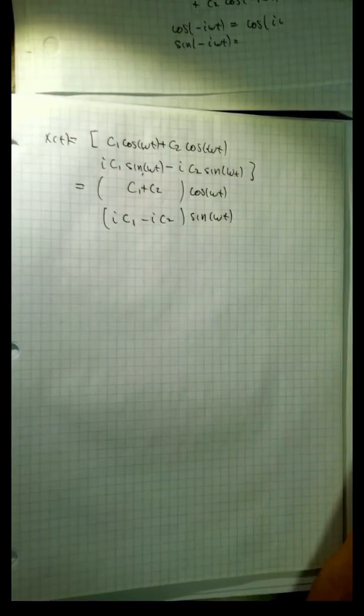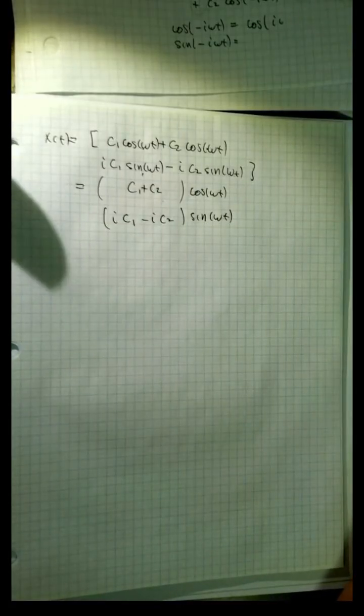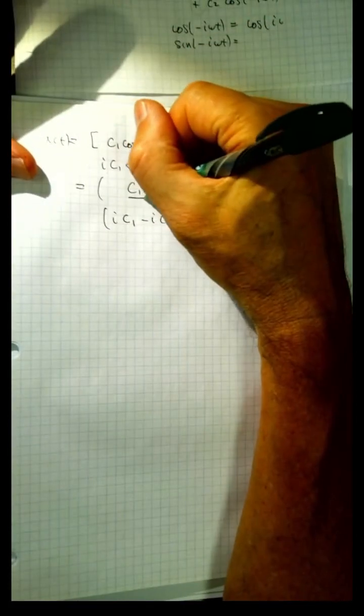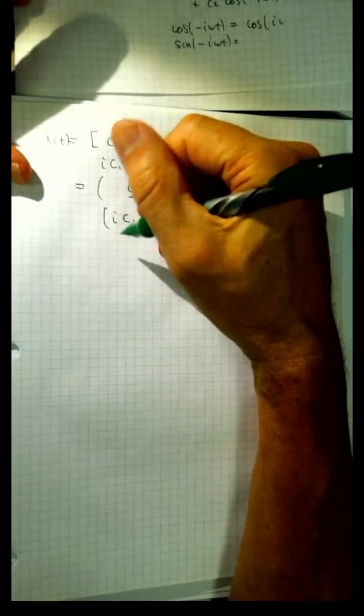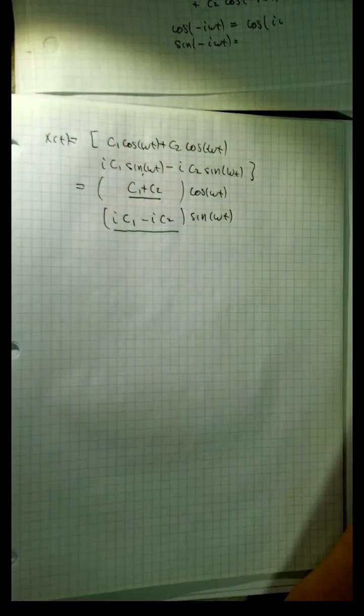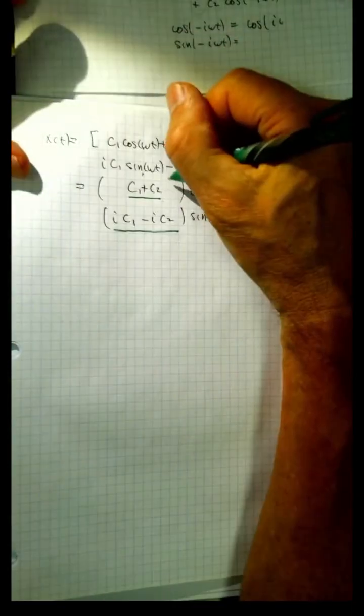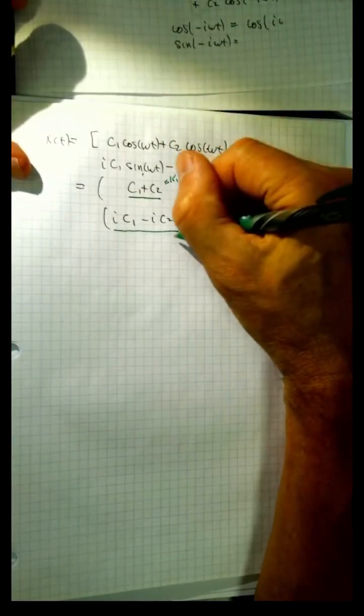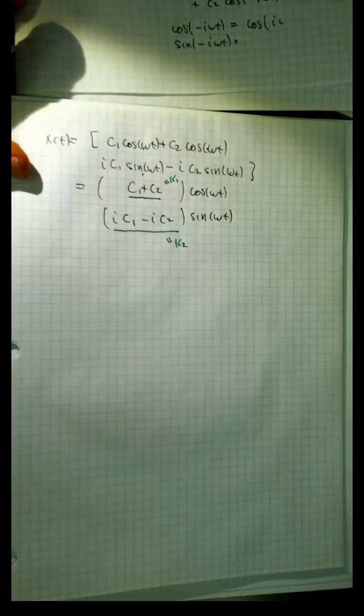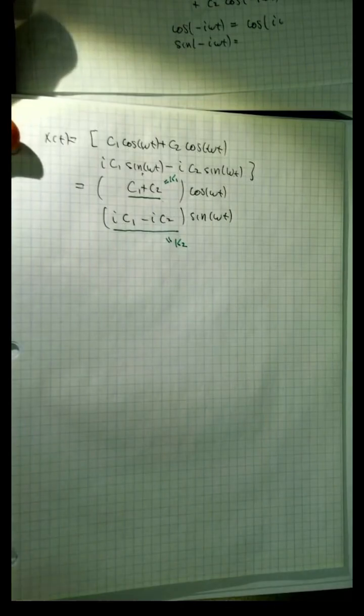C1 and C2 are just some constants. I don't know what they are. All I know is that they're constants. So that means C1 plus C2 is a constant, and i(C1 minus C2) is a constant. I don't know what those are. Let me just call that K1, and this one K2.